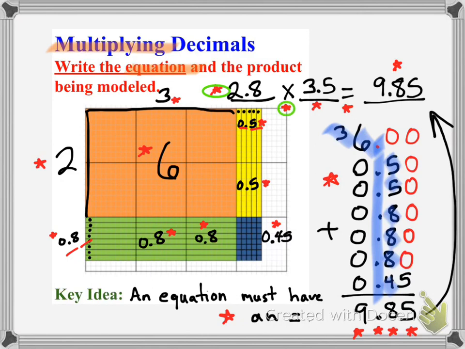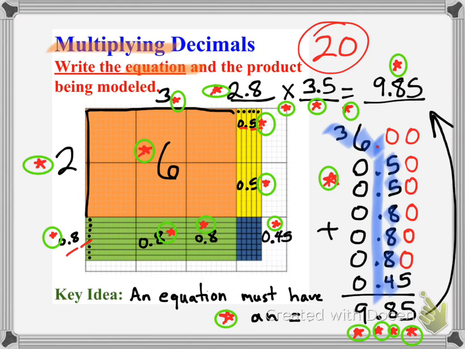We had 1, 2, 3, 4, 5, the regular 5 for the equation. And then we had all the modeled stars. We have 6, 7, 8, 9, 10, 11, 12, 13, 14. And then we had 15 for the arithmetic, 16, 17, 18, 19 for the answer itself. And the key idea makes it 20. So there's 20 total stars for this problem today. Hopefully you got them all.